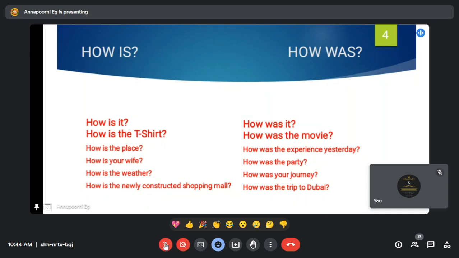How is the place means the place eppdi irukku. But how is your wife means you are asking about her health or something personal. It is something for personal matters. How is your wife? How is your child? How is your baby? That is the difference here. There is a slight difference when it comes to such kinds of sentences.